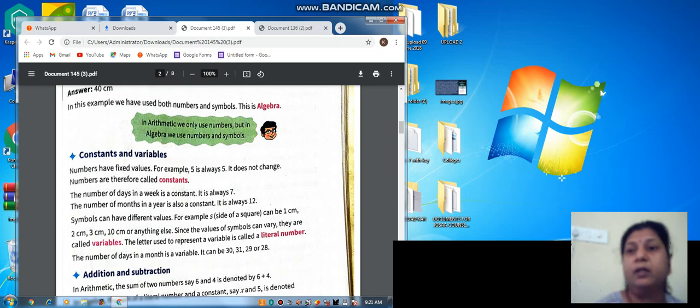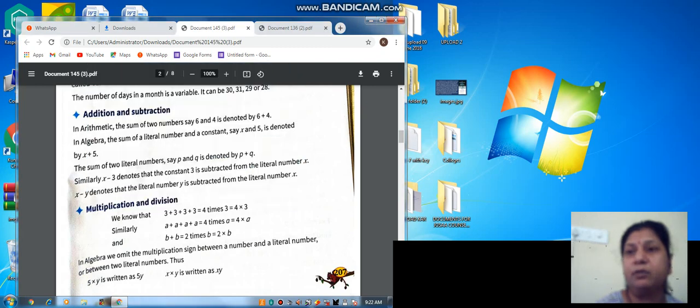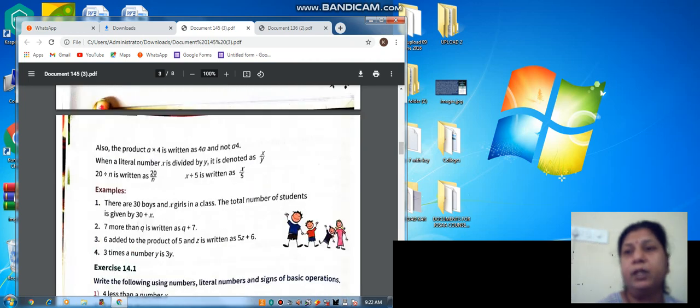Okay. Then addition and subtraction. Addition and subtraction are the same as in arithmetic. So we can represent here 4 plus b, p plus q, then x minus 3, x minus y. In multiplication, we can write here 5 multiplied by y, and we can omit the multiplication sign, that is 5y. But we never write y5. Always remember this thing. Next thing about division. Just like arithmetic, we represent it the same way, that is 20 upon n, or we can say x upon y.